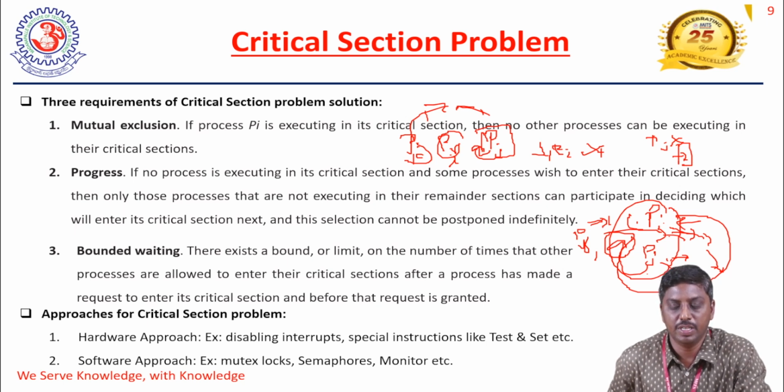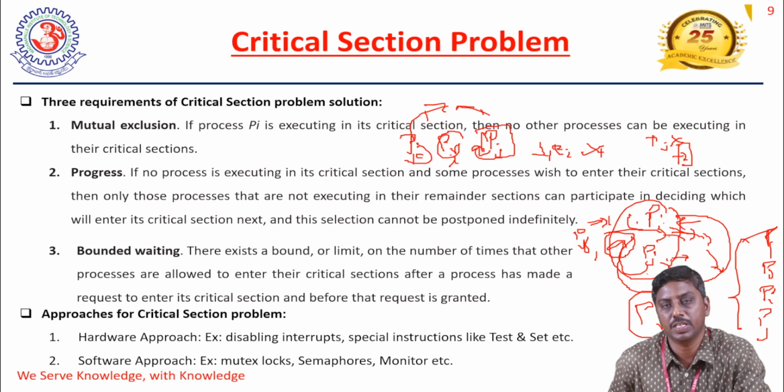So this characteristic says that there exists a bound or limit on the number of times that other processes are allowed to enter. PI entered first, then PJ entered, again PI, again PJ, it keeps going. So I need to have some bound, because PR is also waiting and getting starved. Only these two processes are getting the chance to enter the critical section, and the protocol is designed in such a way that it is favoring only these two, not PR.